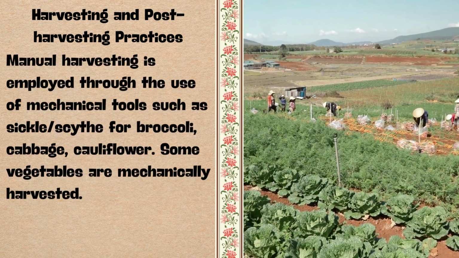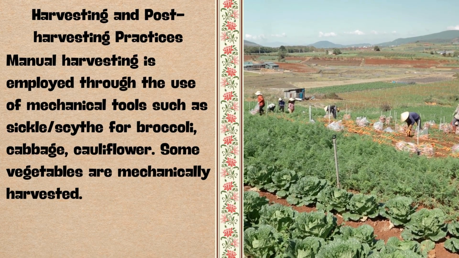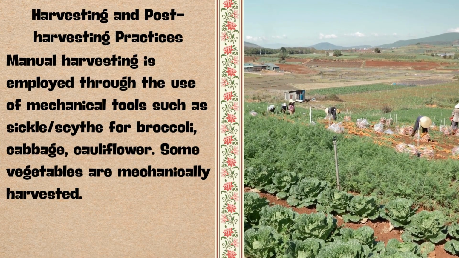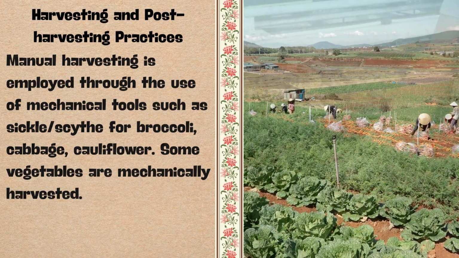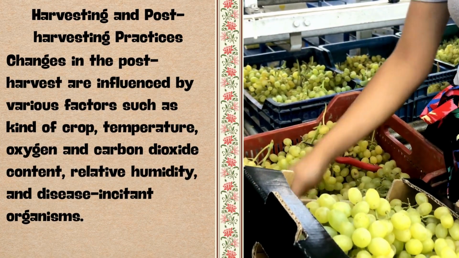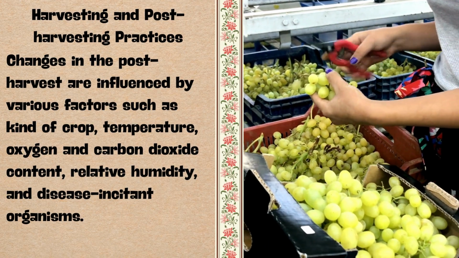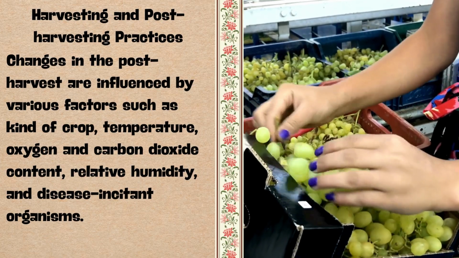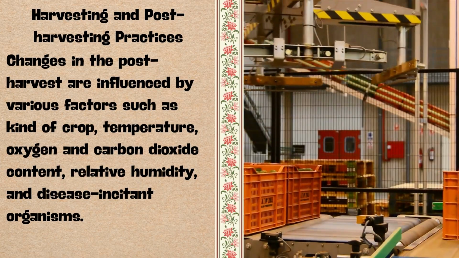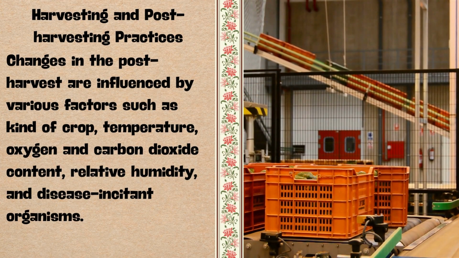Manual harvesting is employed through the use of tools such as sickle, scythe for broccoli, cabbage, cauliflower. Changes in the post-harvest are influenced by various factors such as kind of crop, temperature, oxygen and carbon dioxide content, relative humidity, and disease-inciting organisms. Storing the produce contributes to price stabilization. It also contributes to the preservation of the produce.